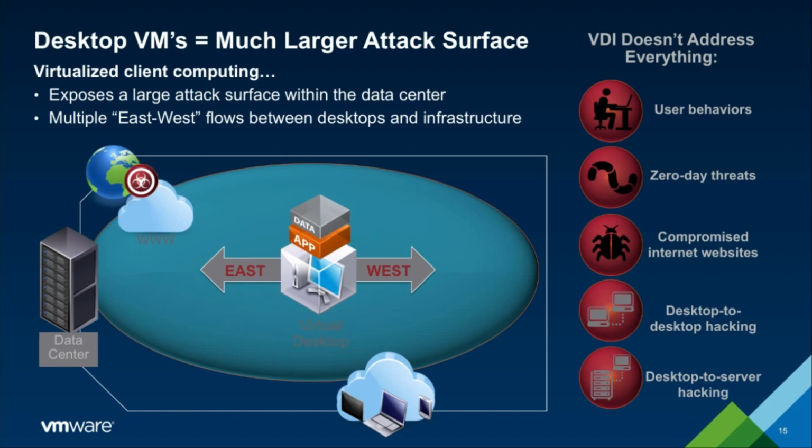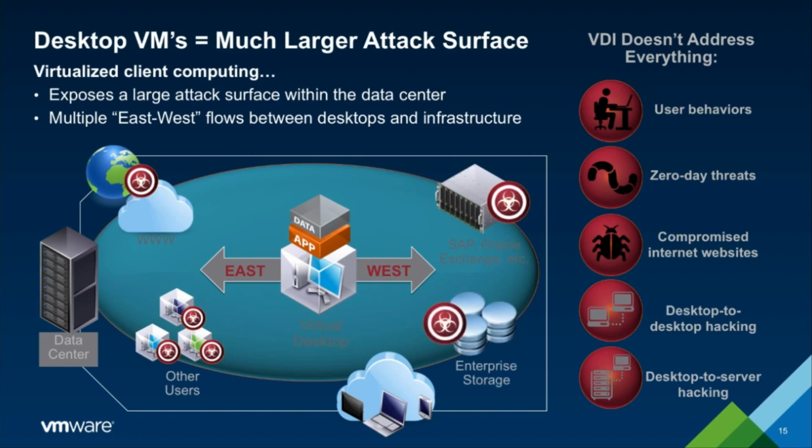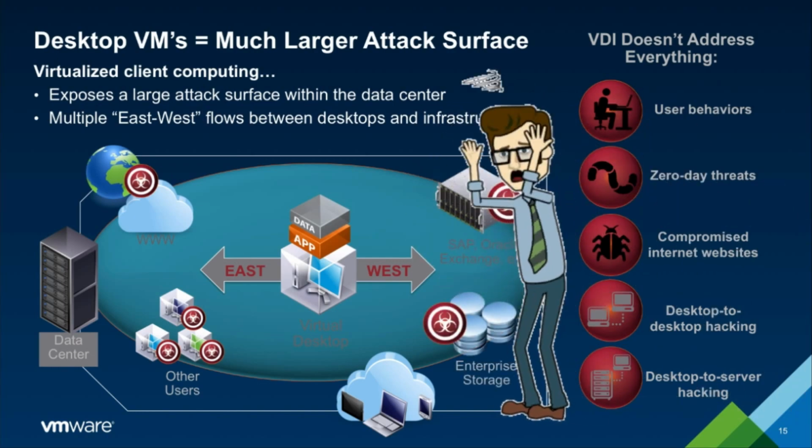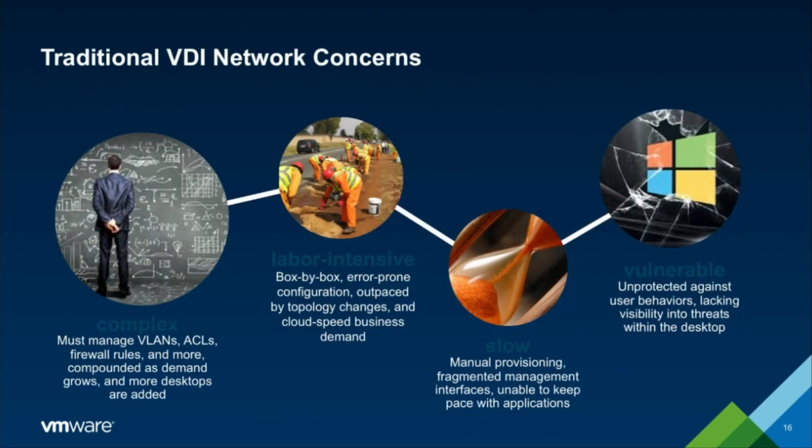So how do we start to address these things that are of such great concern to IT? Well, traditional VDI network concerns really rise around some fundamental ideas. I mean, it's complex. We've got VLANs, access control lists. It's very labor intensive. Things can happen. People can make small mistakes. As much as we try to avoid it, they're unavoidable.